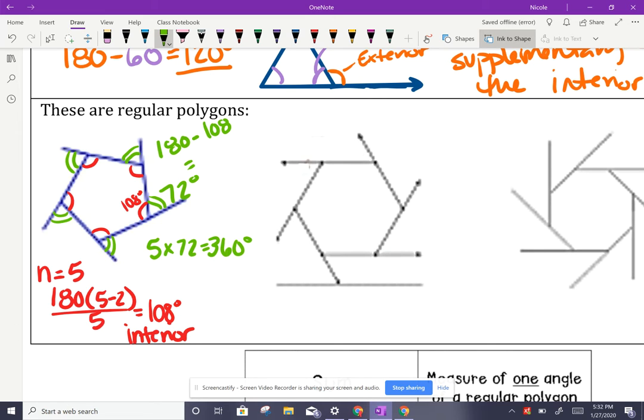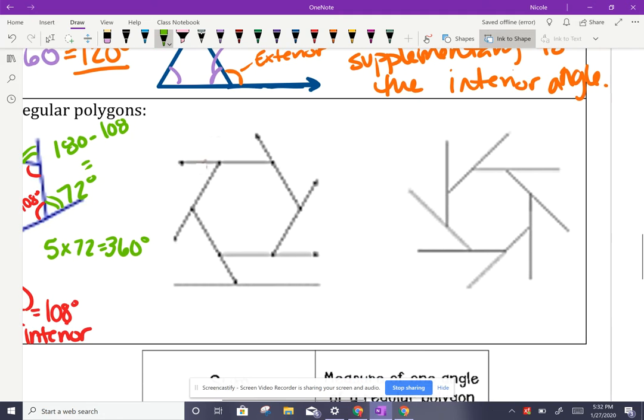Cool. Well, what if we upgraded that to a different polygon with different sides? We've got 1, 2, 3, 4, 5, 6 sides here. So all of these are congruent, and it's 6-sided. So your n is equal to 6. 180 times 6 minus 2 over 6 means each one of these is 120 degrees on the inside.